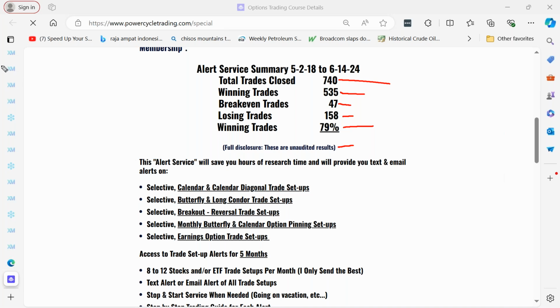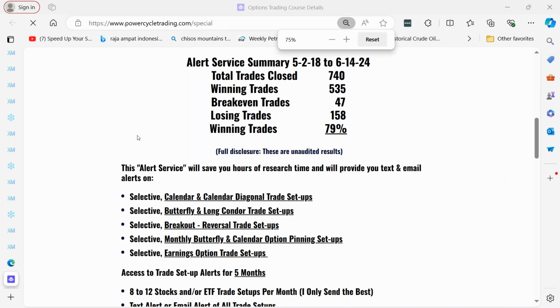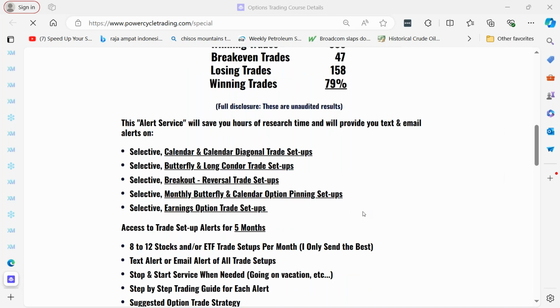And so with this service, you will get basically 5 types of alerts that I send out, based on the market chart pattern, market conditions. So I might send out a calendar diagonal. I might be sending out a butterfly or a long condor. I might be sending out a breakout trade, which could be a debit spread or a credit spread. Or I might be sending out what we call butterfly or calendar pinning trades for option pinning trades, or selective earnings trades. So 5 different types of trades that might be sent out.